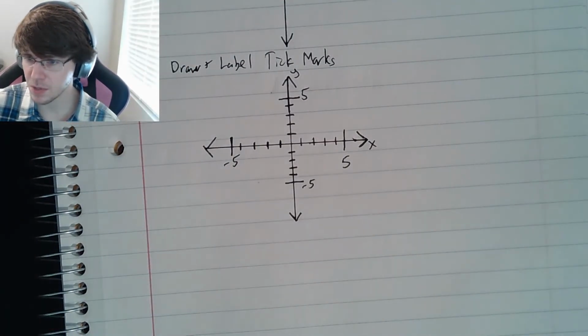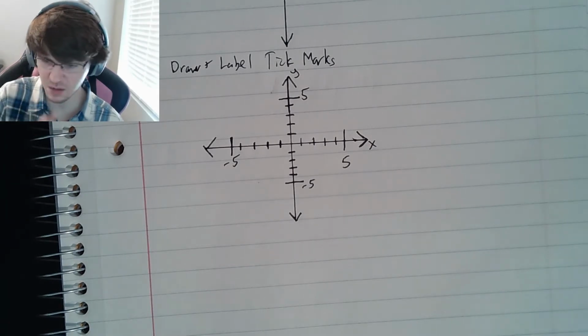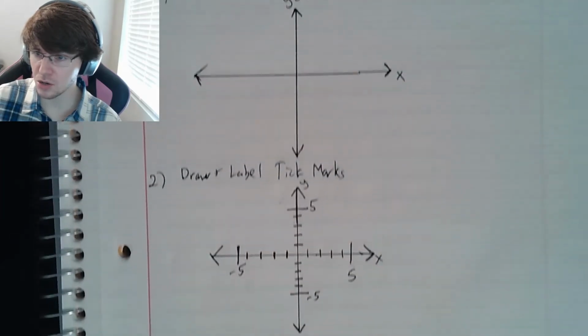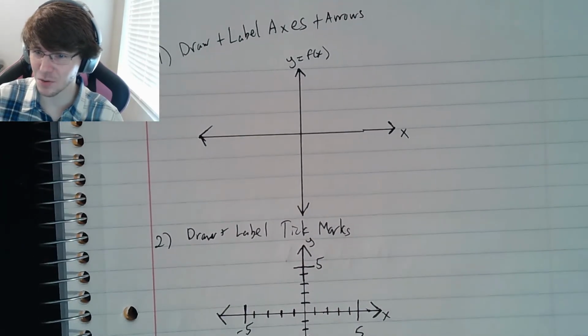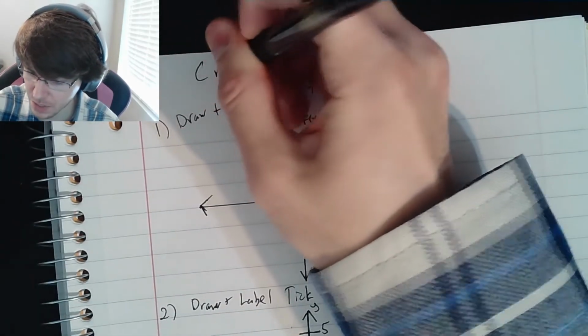So there you go. I labeled. So we have the positive and negative direction. Not a total requirement, but this is what you've got to do for creating your graphs. So this is like the creating graphs page.